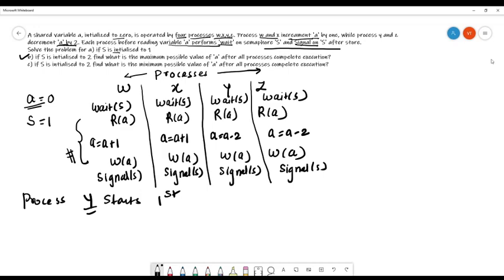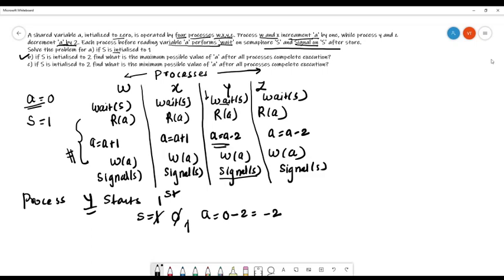So what is the value of S here? Initially it was 1. As soon as it enters and goes into wait S, S will be decremented by 1, so it becomes 0, and it reads. What is the value of A? The value of A was 0, so 0 minus 2 becomes minus 2. Then it calls signal S, so the value of S becomes 1.